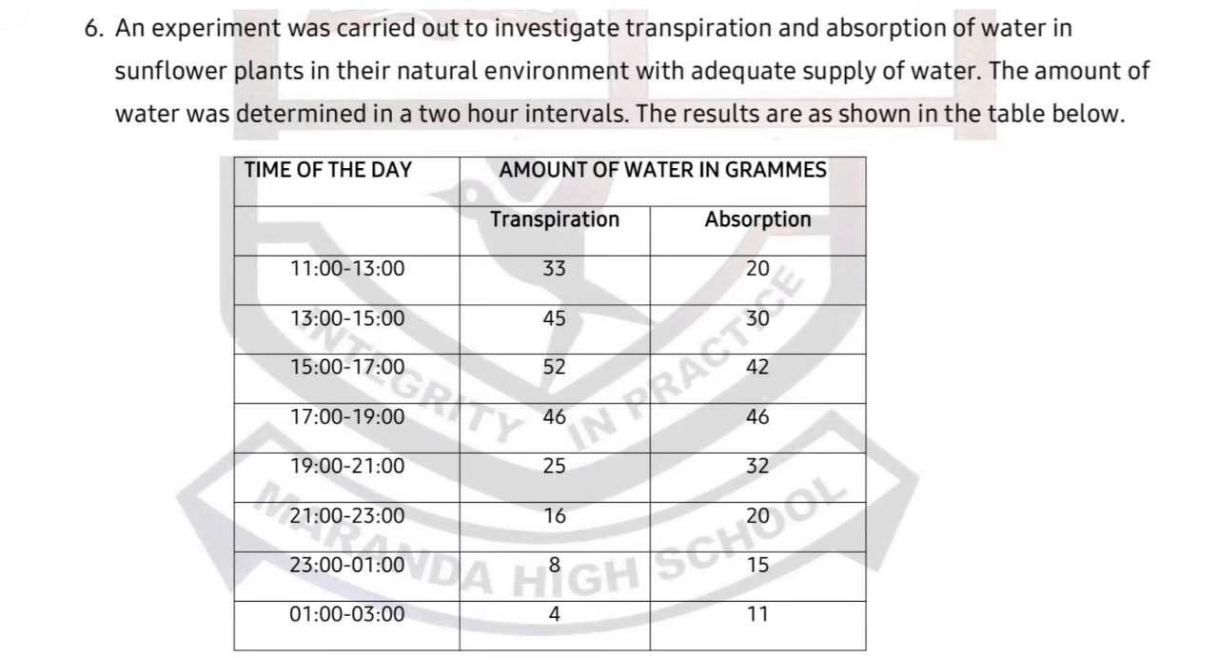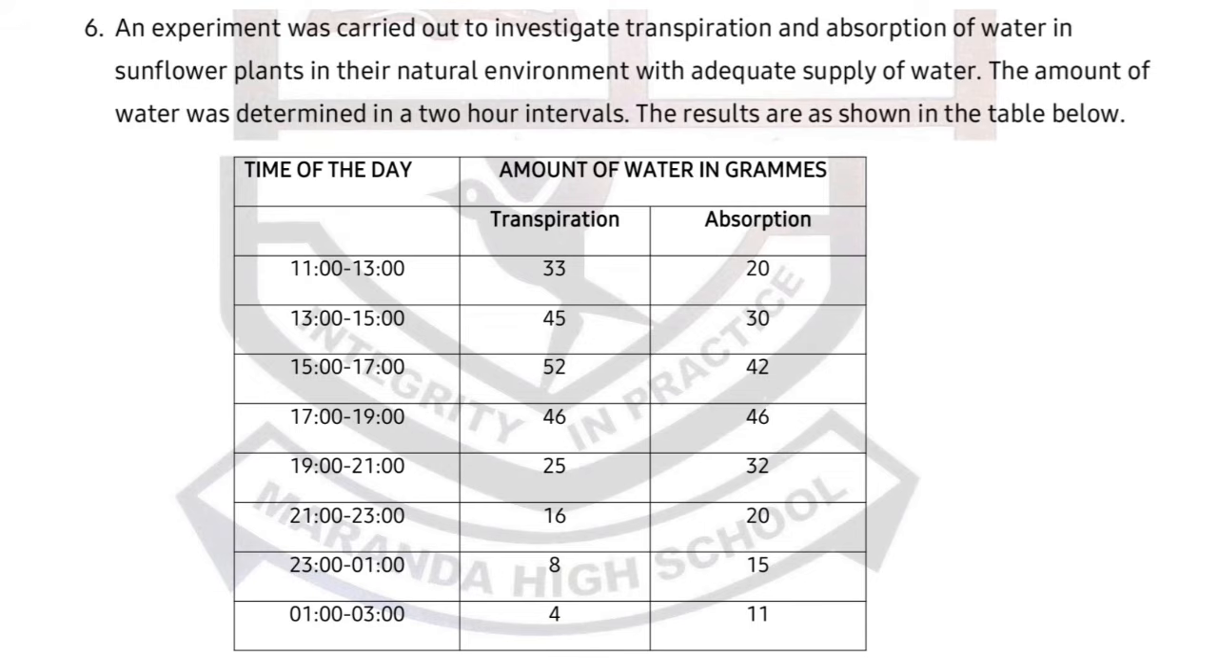Now, when you talk about transpiration, this is the process whereby plants lose water in form of vapor to the environment. Now, this mostly occurs through openings that are present on the surface of the leaves. These, of course, are referred to as stomata. So we are talking about the amount of water in grams lost by the plants through transpiration. And in the second column, we have absorption. So this is the amount of water gained by the plants through absorption. Essentially, we are just comparing the amount of water that the plants lose through transpiration and the amount of water that the plants gain through absorption from the soil.